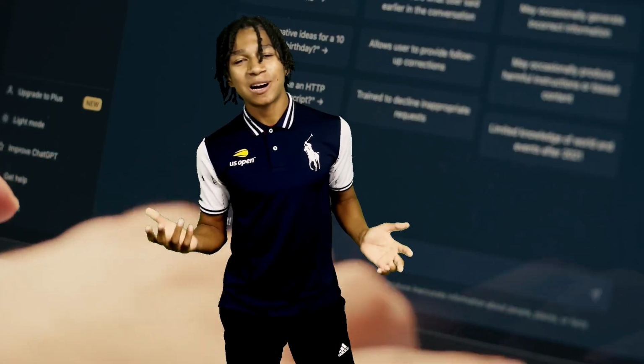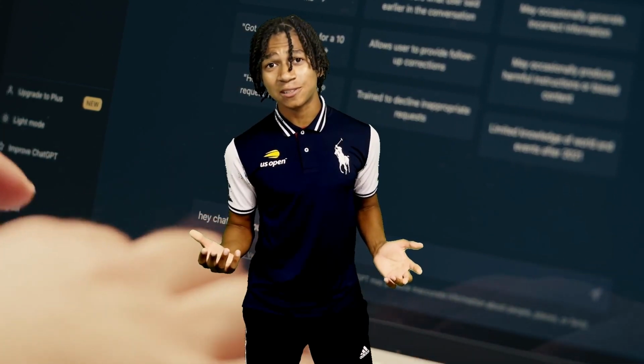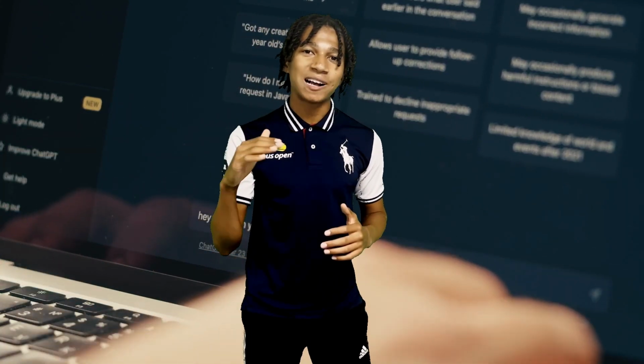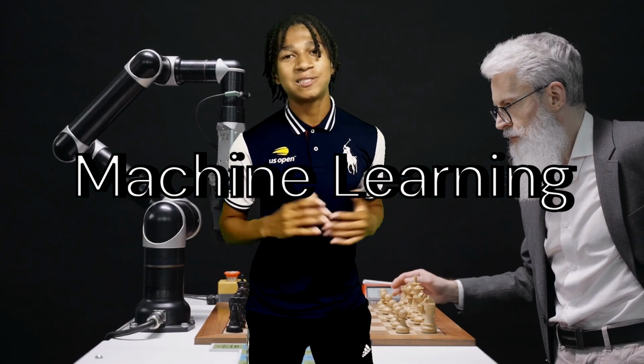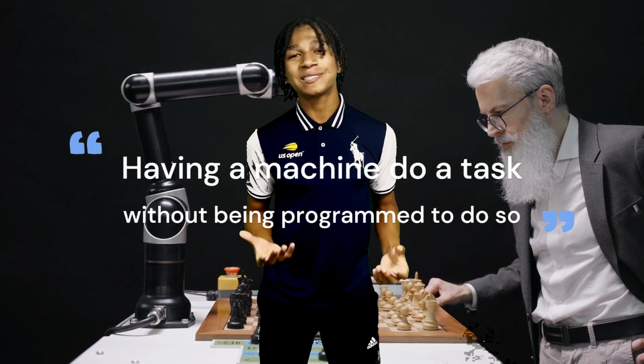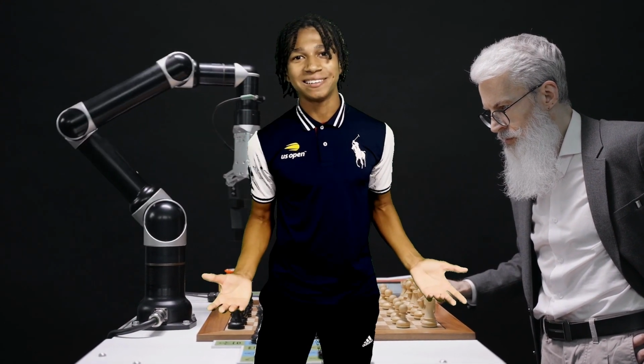However, most of what comes to mind when you think of artificial intelligence is really categorized under machine learning, still a form of AI. The definition of machine learning is really self-explanatory. Having a machine learn to do a task without being explicitly programmed to do so. Now let's explore what machine learning is and how it's created.